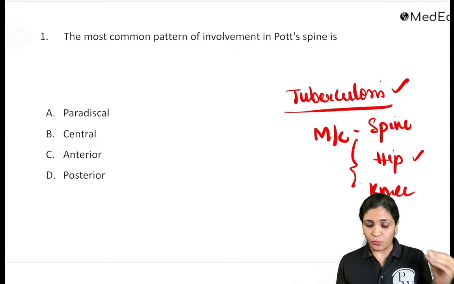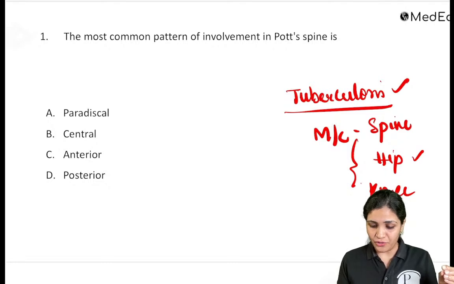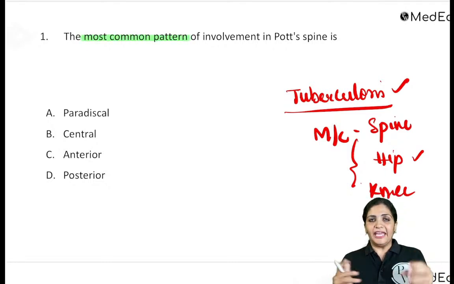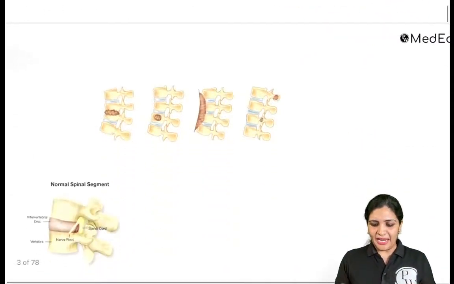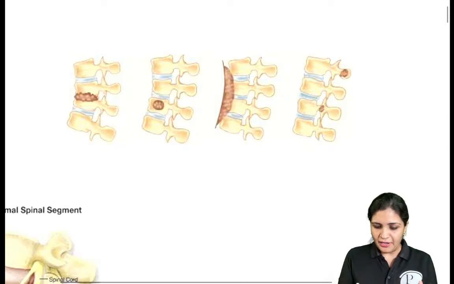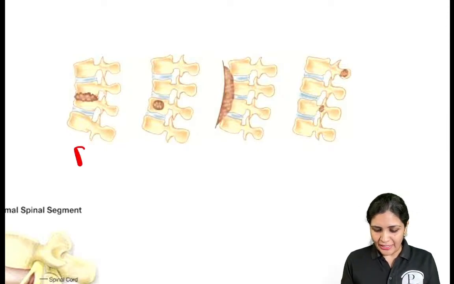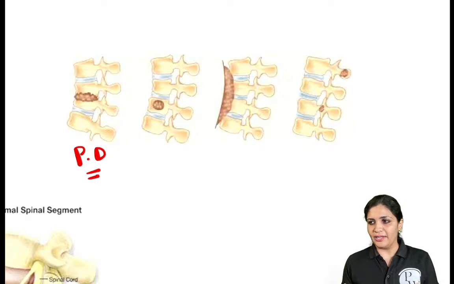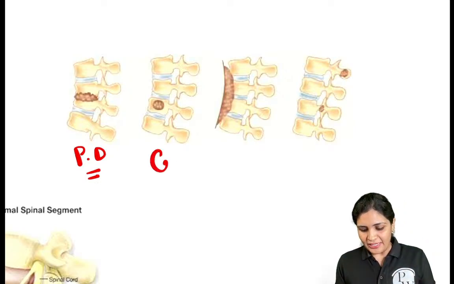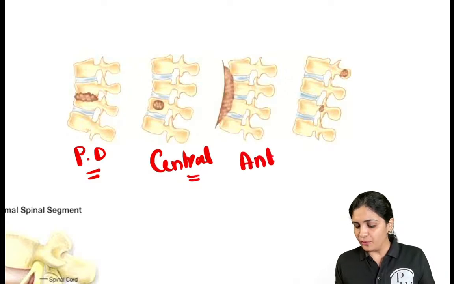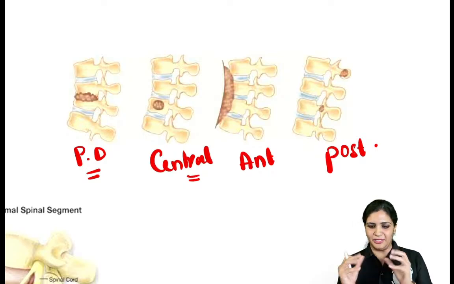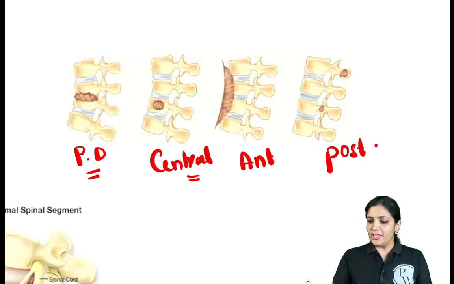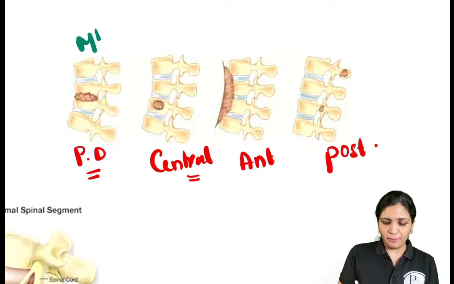And as you all know, this is caused by the bacteria Mycobacterium tuberculosis. But here the question is, what is the most common pattern involved in case of TB spine? If you remember, there are 4 different patterns in tuberculosis. So these are the 4 important types which you have to remember. Let's name them. The first one is the paradiscal type, the second one is central, the third one is anterior, and the fourth one is posterior. Now coming to the most common one, it is the paradiscal.